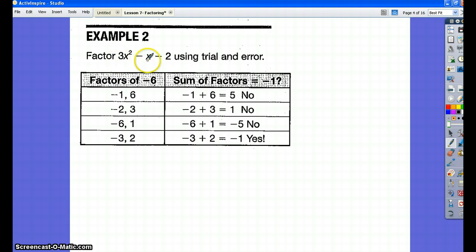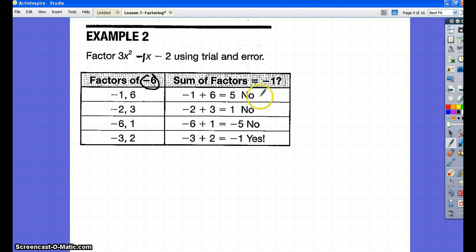So 3 times negative 2 is negative 6. That's where we get that. So the factors of negative 6: negative 1 times 6, negative 2 times 3, and then we can flip that, right? Just negative 6 times 1, negative 3 times 2. So we would come up with a list of these, and the sum, the addition of the factors, has to be negative 1 because of this. There's a negative 1 right there, right? We just don't write the 1.